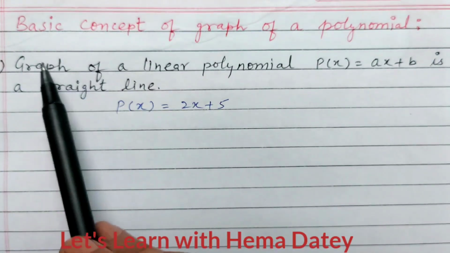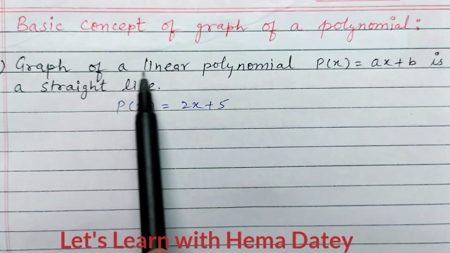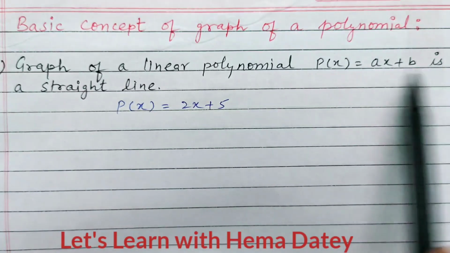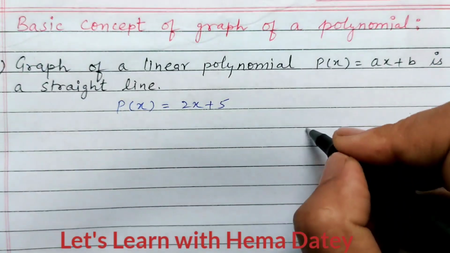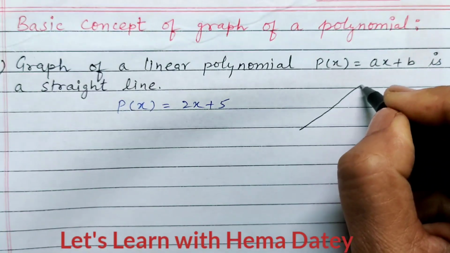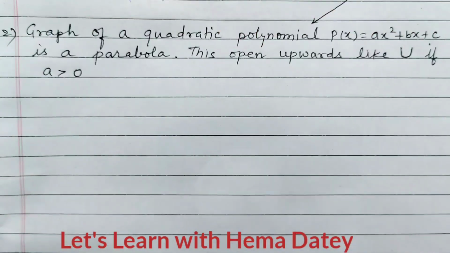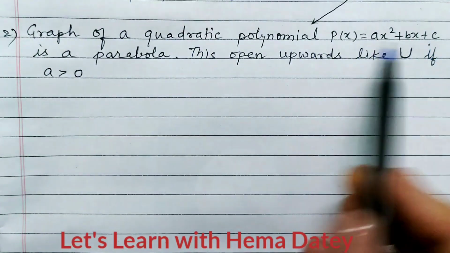Next is the basic concept of the graph of a polynomial. The graph of a linear polynomial p(x) equals ax plus b is a straight line. 2x plus 5 is an example of a linear polynomial and the graph of this polynomial will be a straight line.